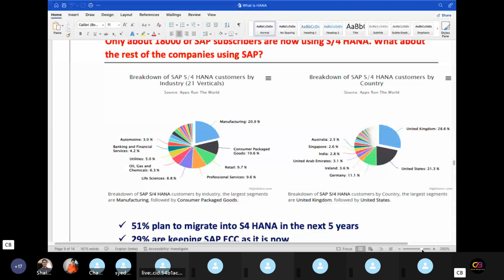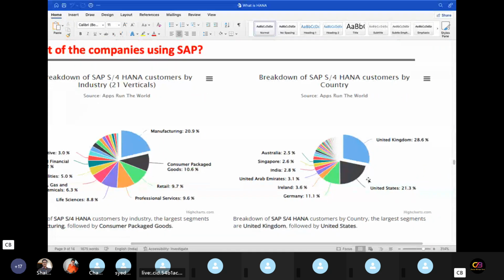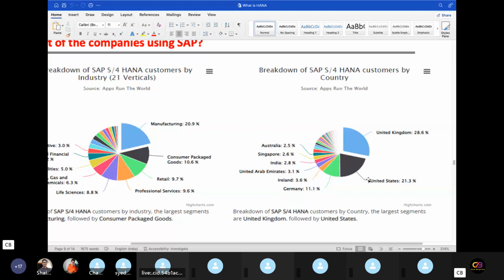Now the next point is, which countries are using SAP S4HANA? Okay, so United Kingdom, UK 28.6%. US 21.3%, Germany 11.1%, Ireland 3.6%, United Arab Emirates 3.1%, India 2.8%, Singapore 2.6%, Australia 2.5%.